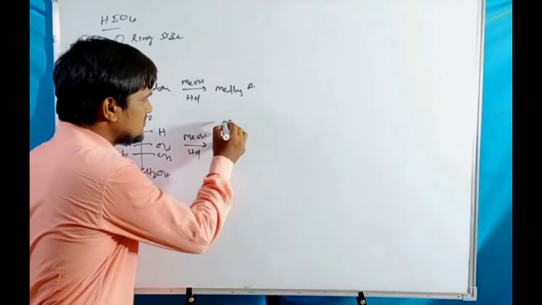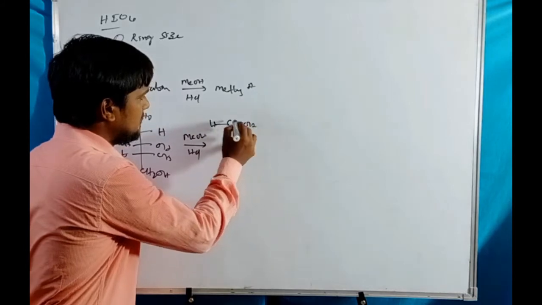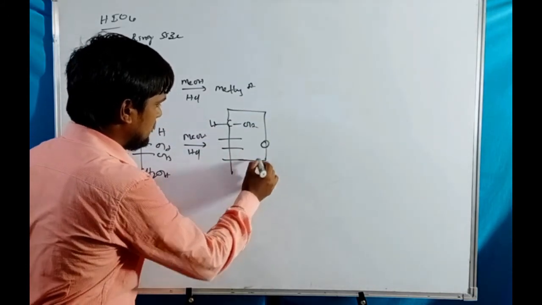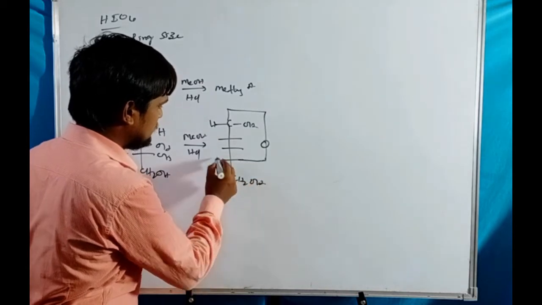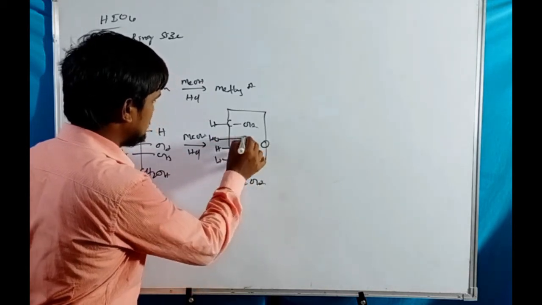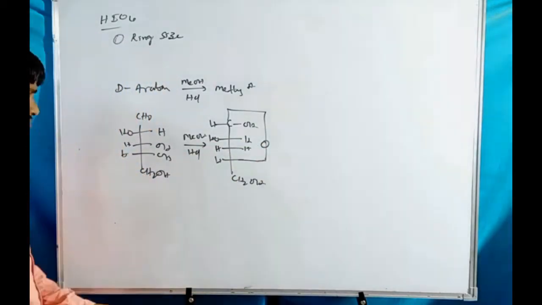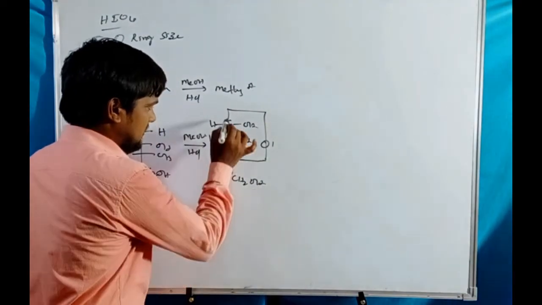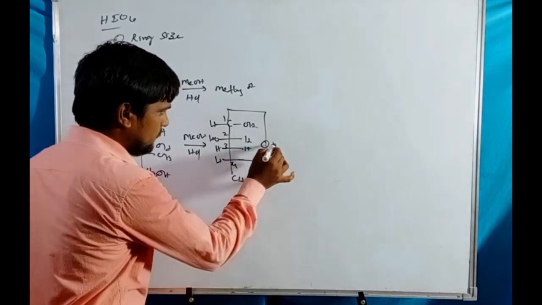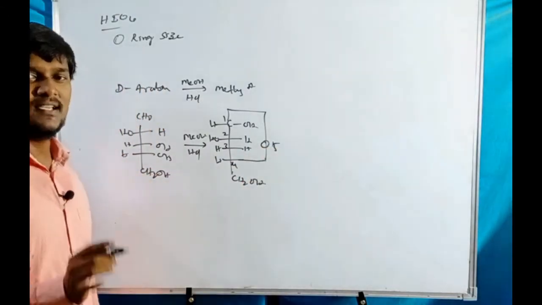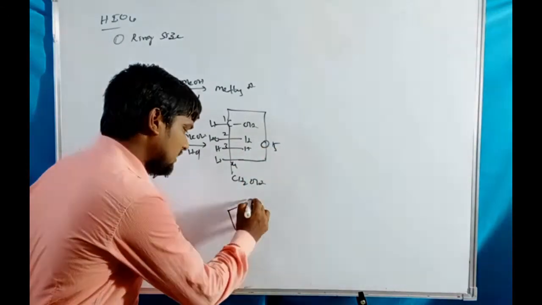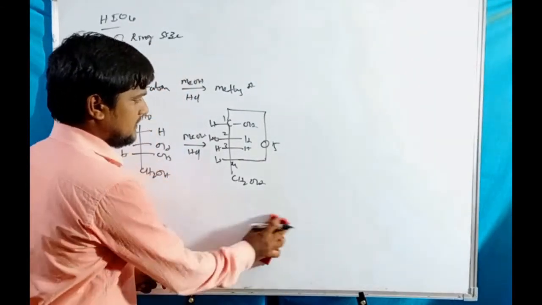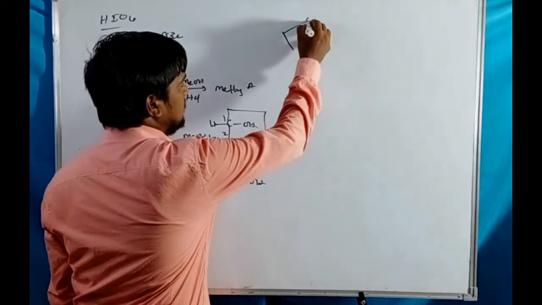Now, it may be possible for the formation of a cyclic structure, with CH2OH, and HOH. So this is the structure. Now here the ring size is 1, 2, 3, 4, 5. That means the ring size is 5, which is closer to the furan derivatives. Now let us write these furan derivatives over here.